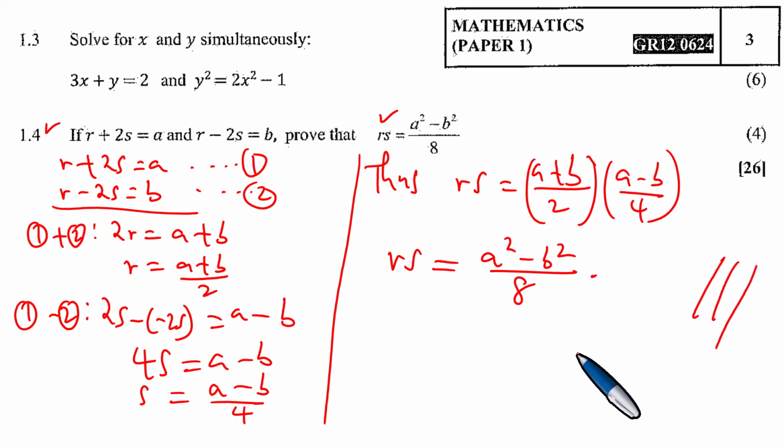So this gives us the actual result. We're supposed to prove that RS is equal to (a squared minus b squared) over 8, and that is what we have. That is the result, and we've solved these step by step. We proceed right now to tackle the next question.